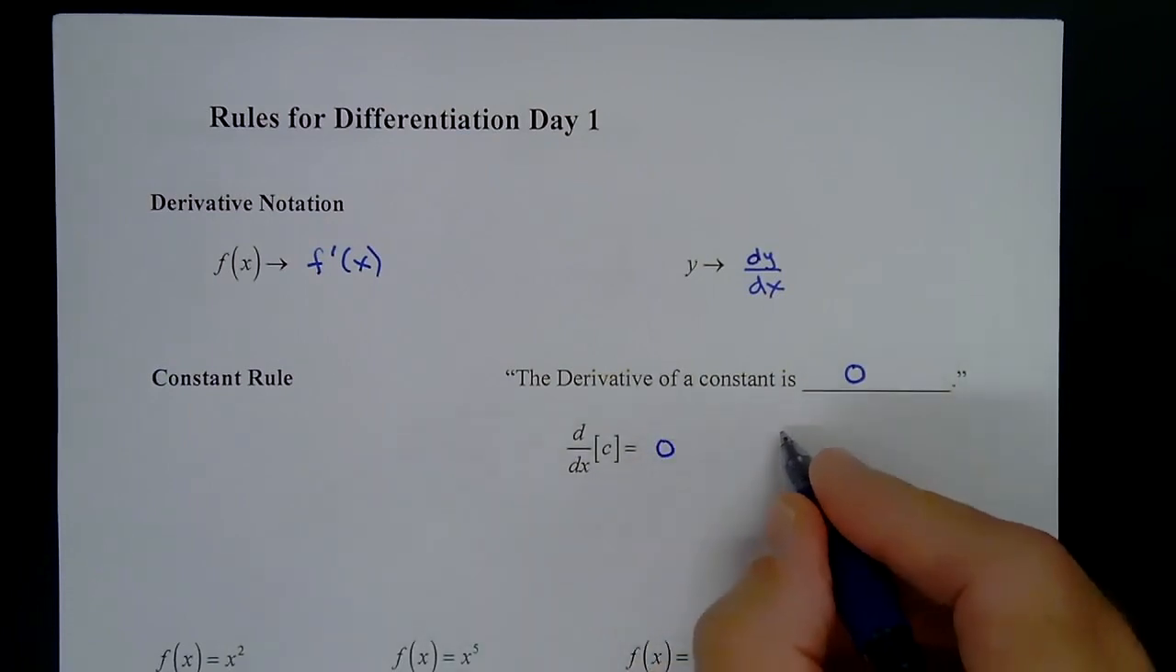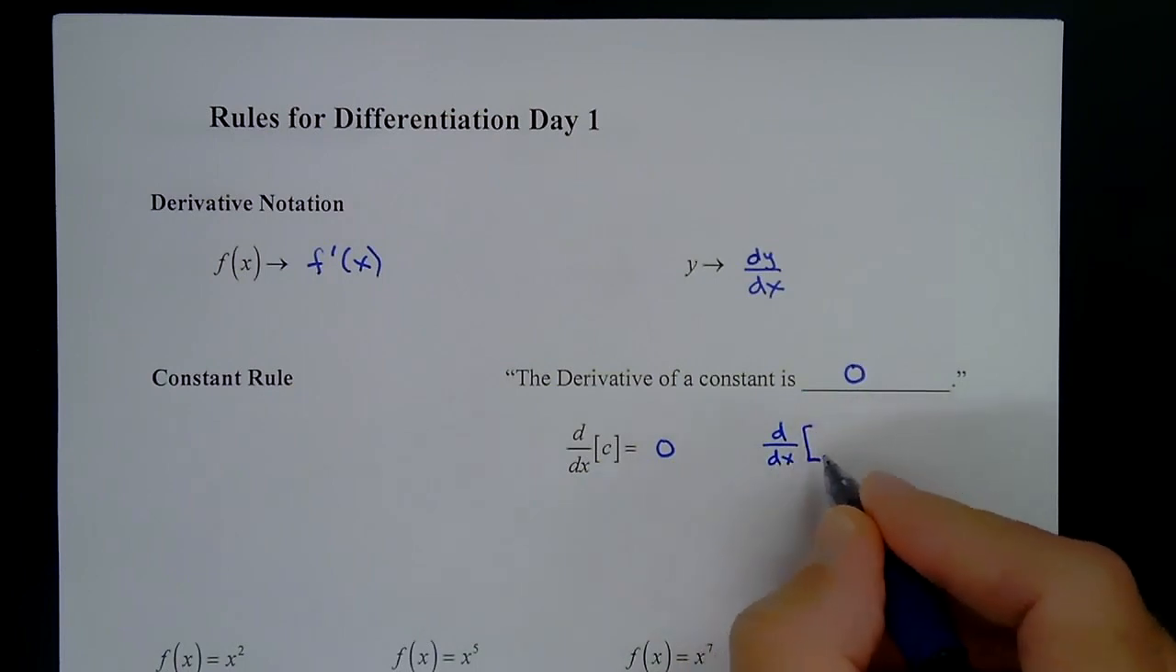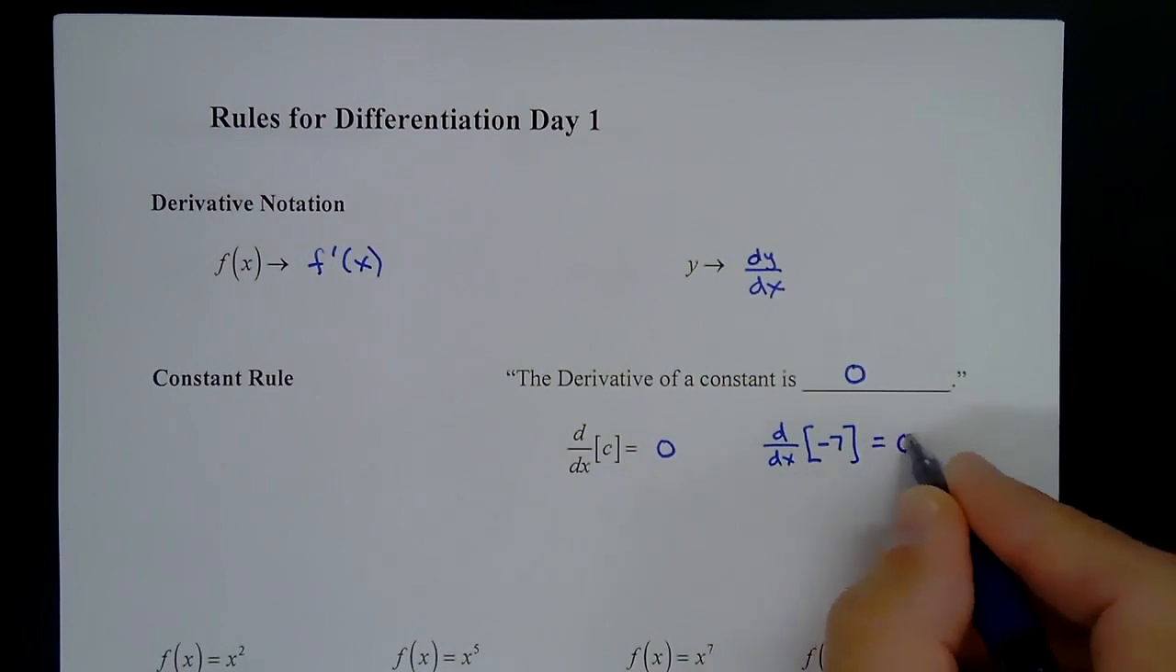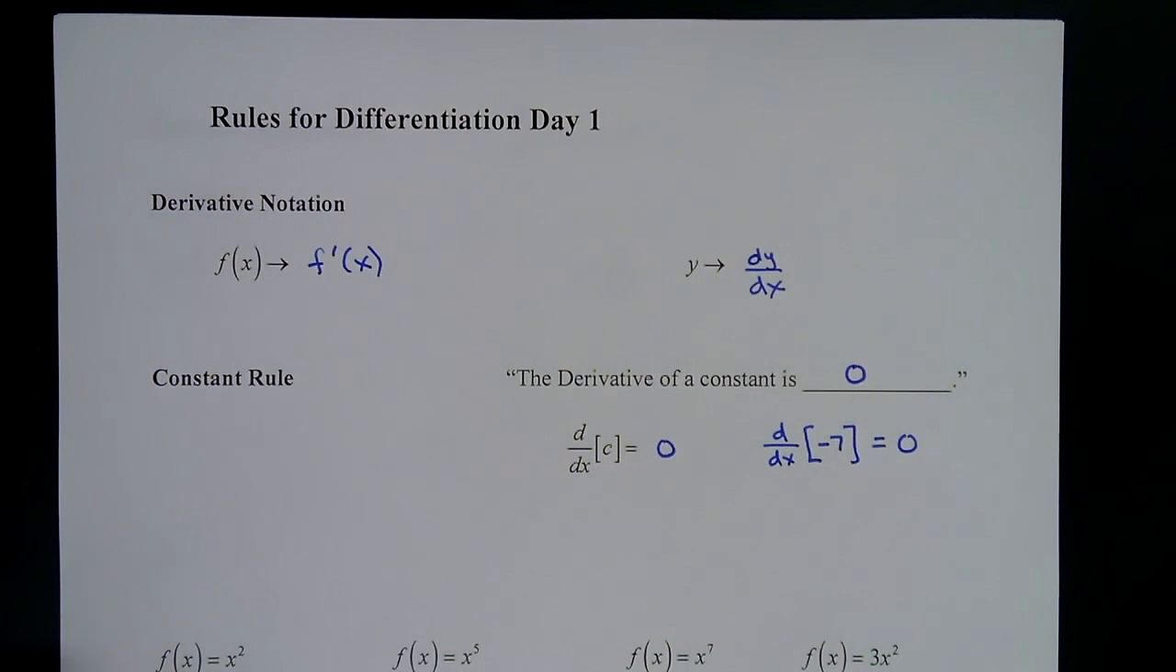So what we're going to see is something like this: the derivative with respect to x of some number like -7, okay? And we know that that comes out to be 0. So this has to be a number. That's what the c represents, some constant, some number, all right?